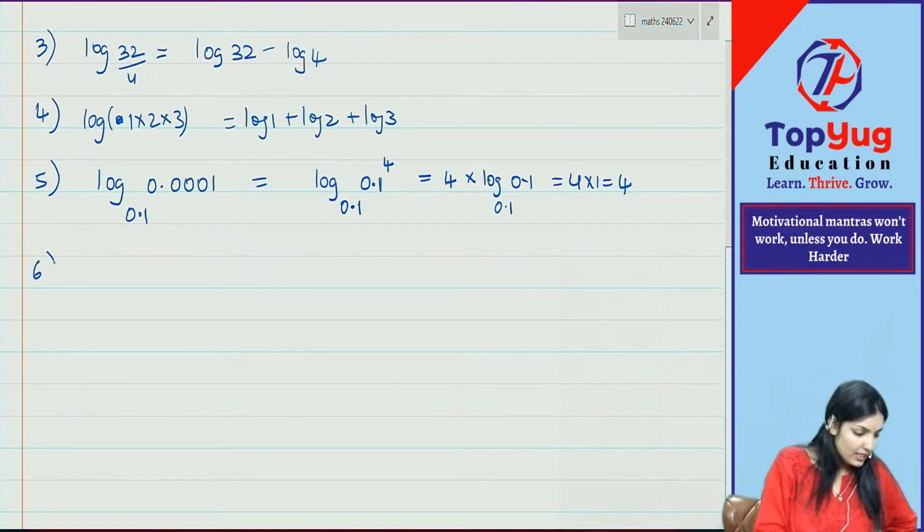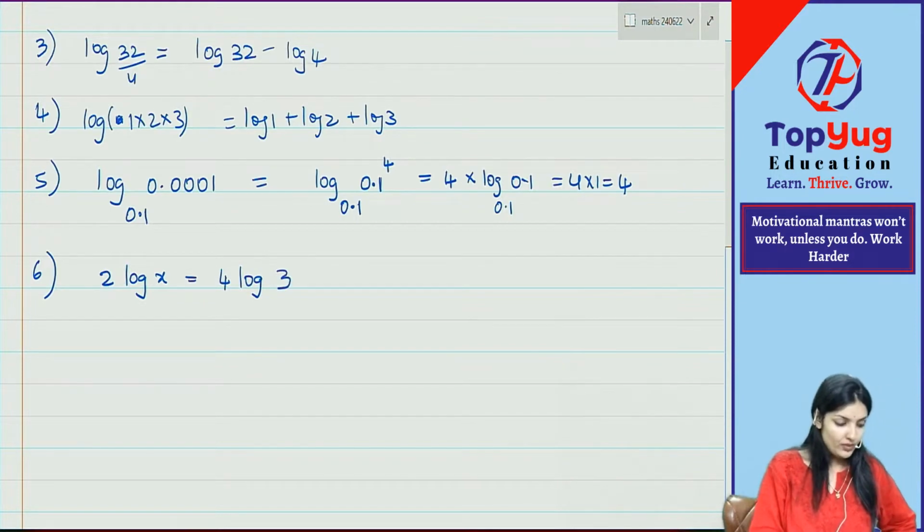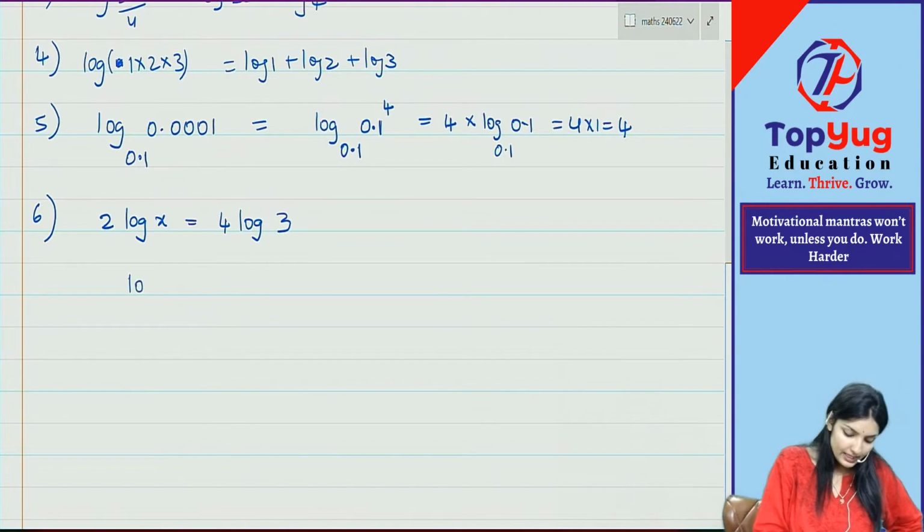So nice. Now next is the sixth one. 2 log x is equal to 4 log 3. They are asking us the value of x. Can I write this like this? Log x square is equal to log 3 to the power 4.